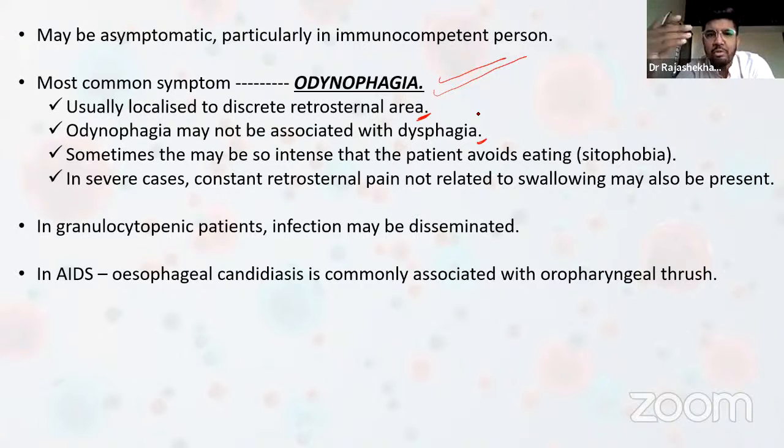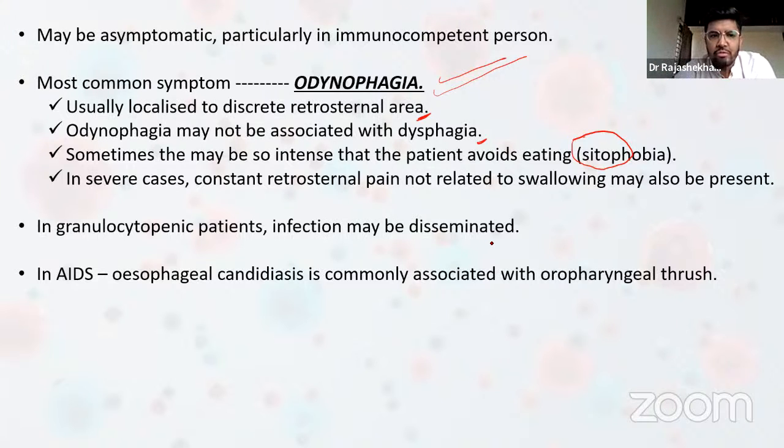Sometimes the pain may be so intense that the patient avoids eating, so there may be cytophobia in these kinds of patients. In severe cases, constant retrosternal pain may also be there. If an ulcer is present, the pain may not be related to swallowing. The constant retrosternal pain might be mistaken for other causes like pericarditis or acute myocardial infarction. The patients might go round the hospital before being diagnosed with esophagitis.